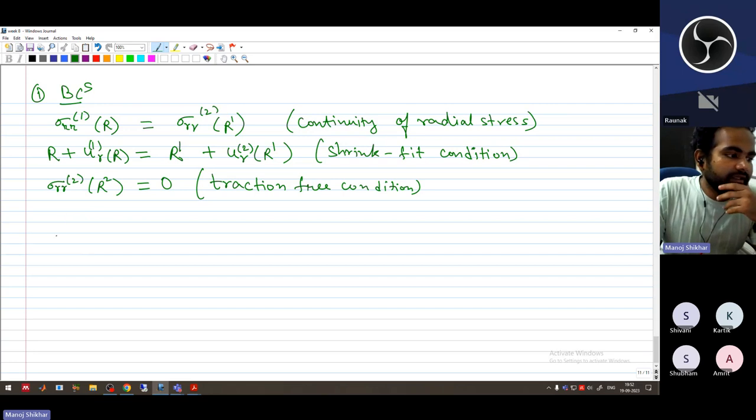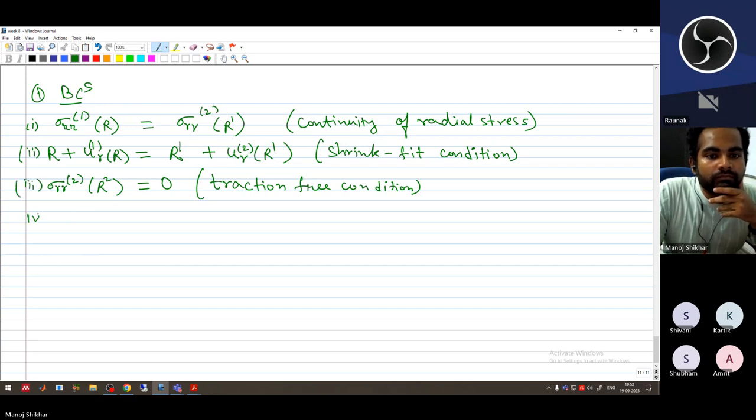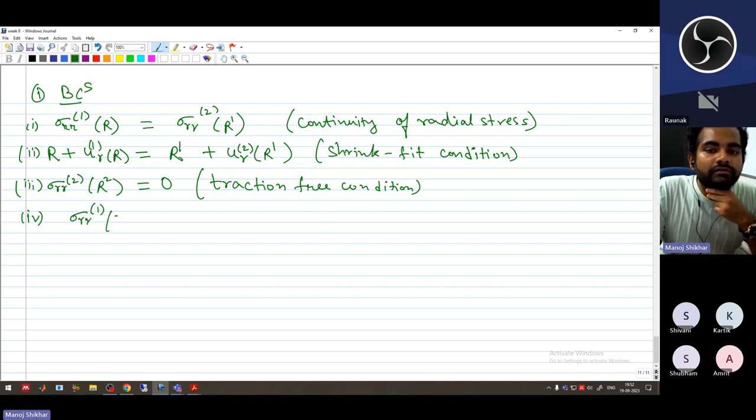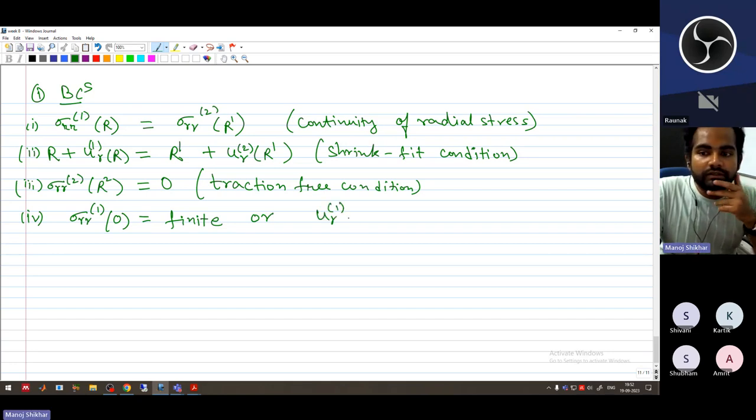And the fourth one is sigma RR1 at R equal to 0 is finite, or UR1 at R equal to 0 is equal to 0.